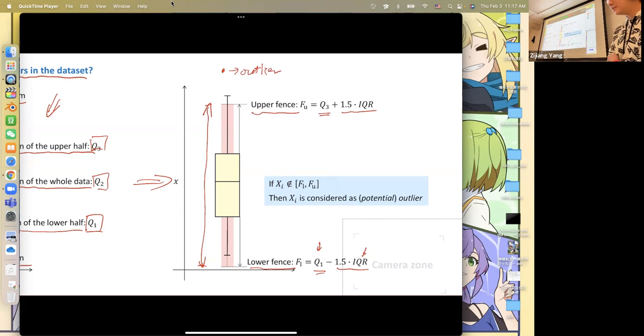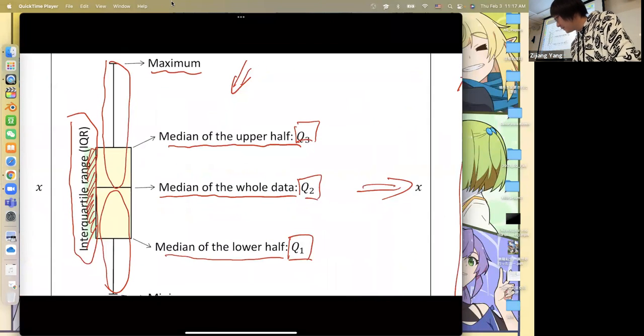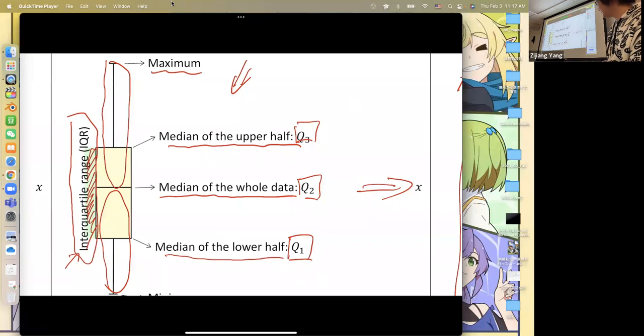Yes. What does IQR stand for again? Oh, it stands for the interquartile range. Do I read it correctly? Interquartile, or interquartile? Interquartile. Yeah.